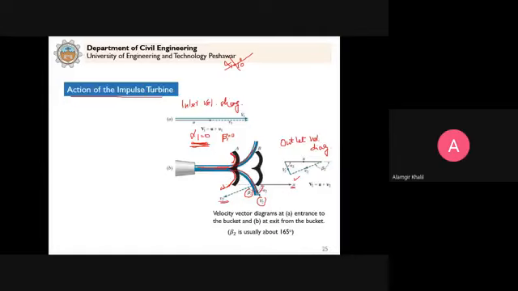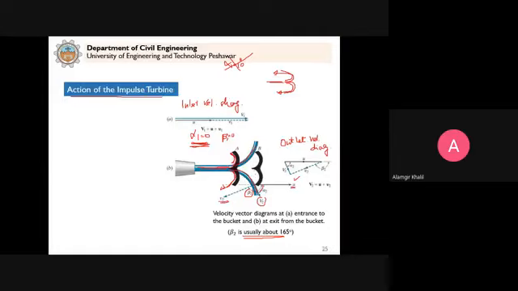Now this beta 2 is usually 165 degrees. Remember, the force will be maximum if the jet leaves at 180 degrees. At 180 degrees the jet is deflected the most, so the force will be maximum. But this is not practically possible.